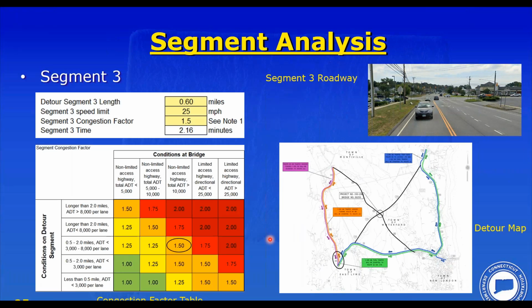So we go through here and again, 0.6, so it's a very short segment, but we're estimating with a congestion factor of 1.5 now, because now our segment has gone down below 2 miles, and we have 2.16 minutes to get through this last little bit, which is only 0.6 miles.